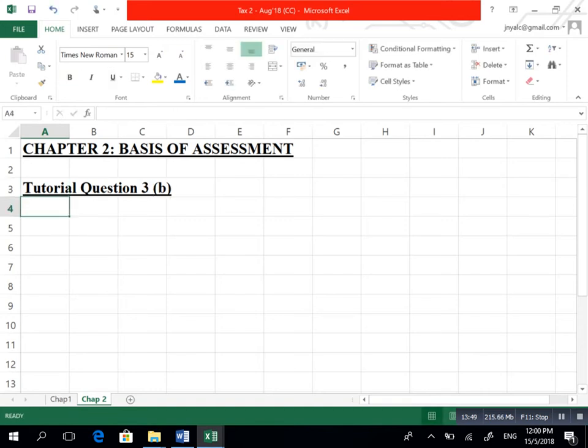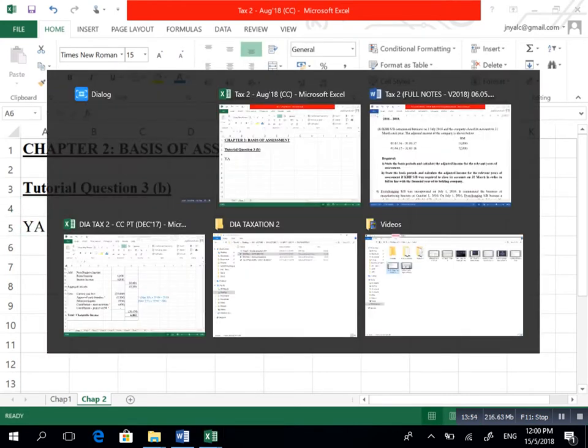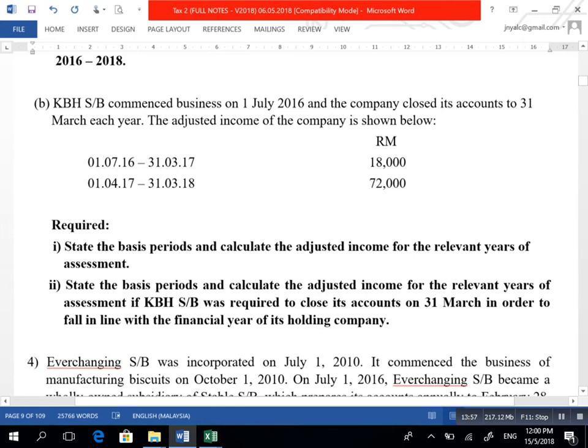If you read the question, this is about the company KBH Sendirian Berhad. The company commenced the business on the 1st July 2016, and the company closed the account every year to the 31st March. And the adjusted income of the company is shown as below. So now you see the first set of accounts is from July 16 until March 17. Continuously, they follow by 12 months, April to March. And this is the adjusted income calculated for these two periods already.